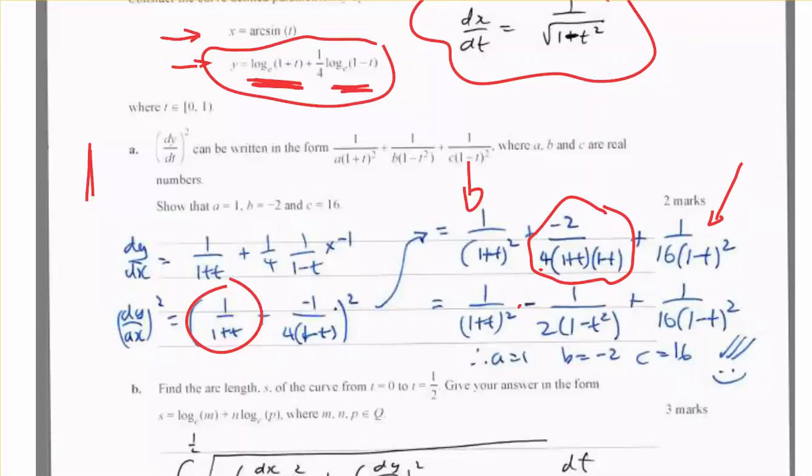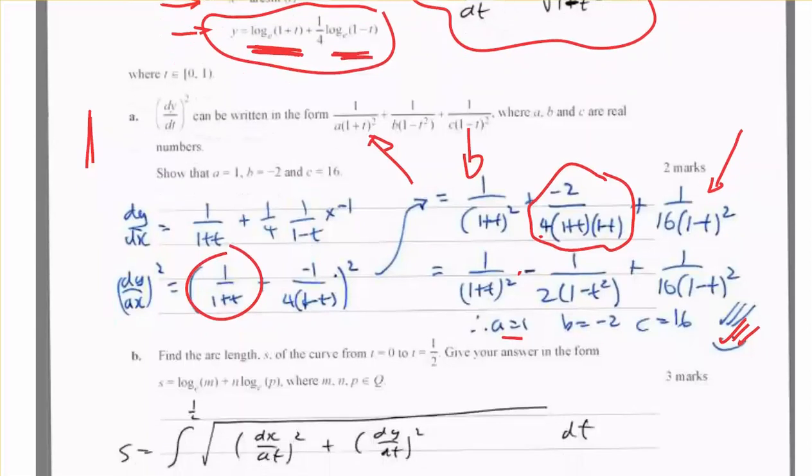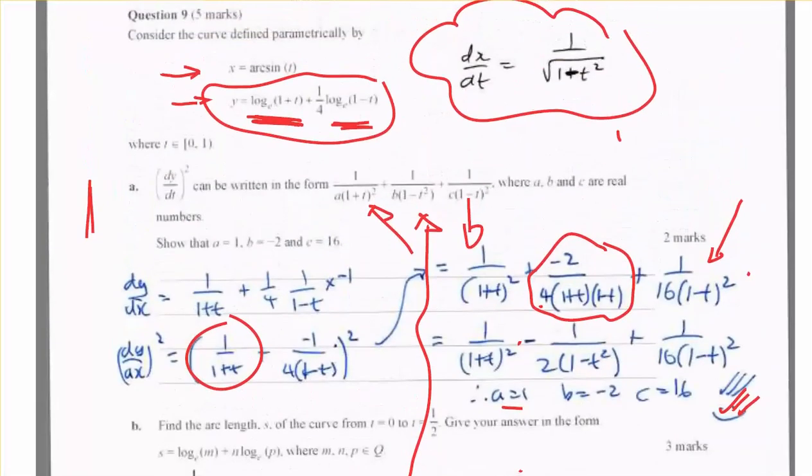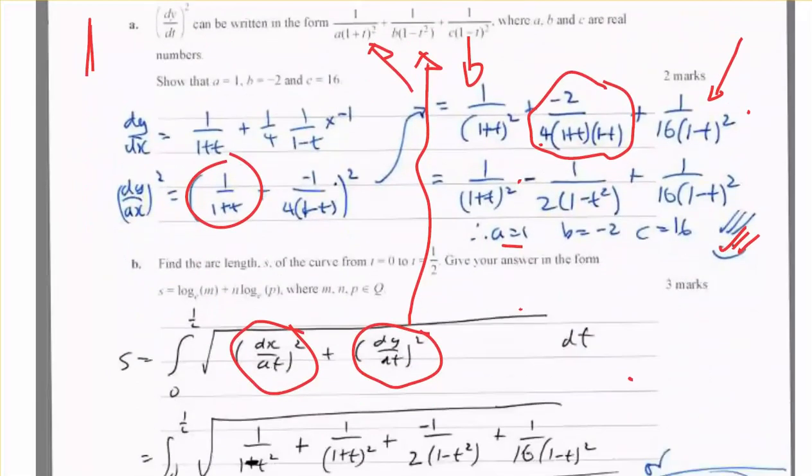Putting it all together in this form here, I can see that a equals 1, b equals negative 2 because the 4 and the 2 will cancel, and c equals 16. Now I've been able to do that because when I find this arc length, this is what I need, and I can use this as a substitution, and of course (dx/dt) squared will be this squared, which is 1 on 1 minus t squared.